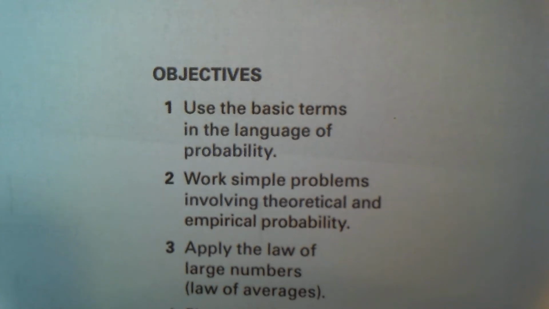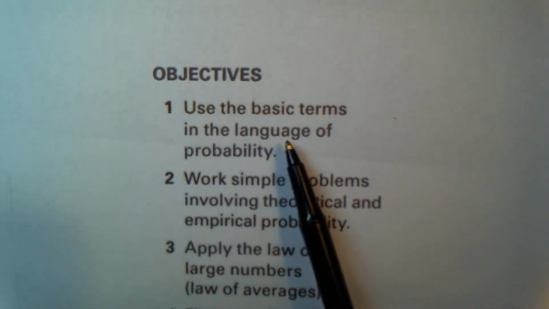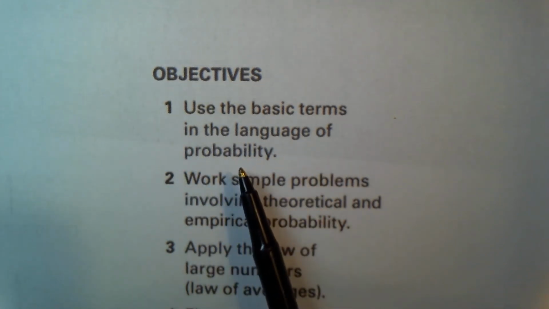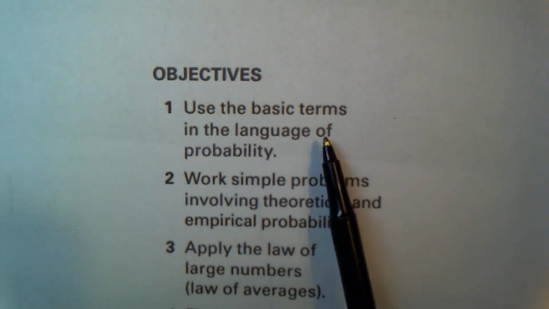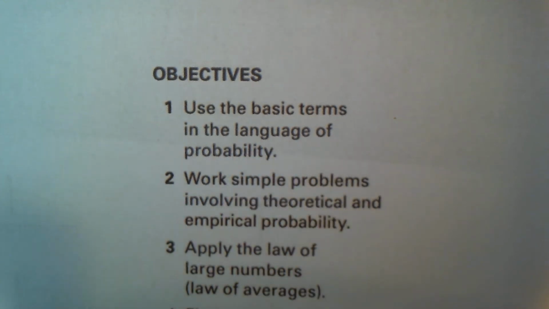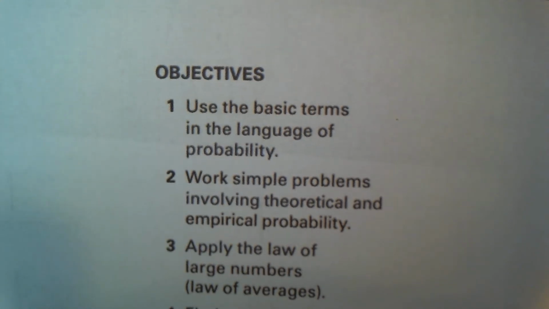So chapter 11 is about probability, and section 11.1 is about the basic concepts. So here's a breakdown of the objectives for section 11.1: to use basic terms in the language of probability. So here again we are back to vocabulary, and as I mentioned to you, the chapter summary is going to be really important for you to learn the words.